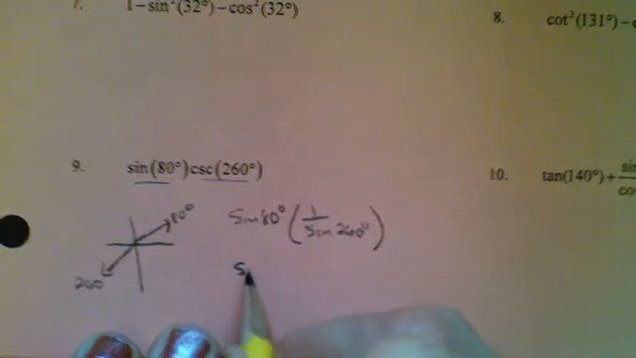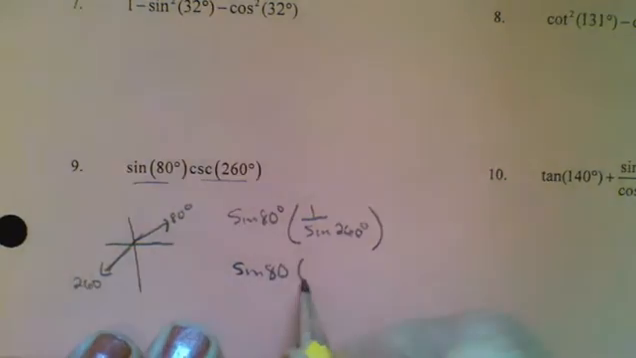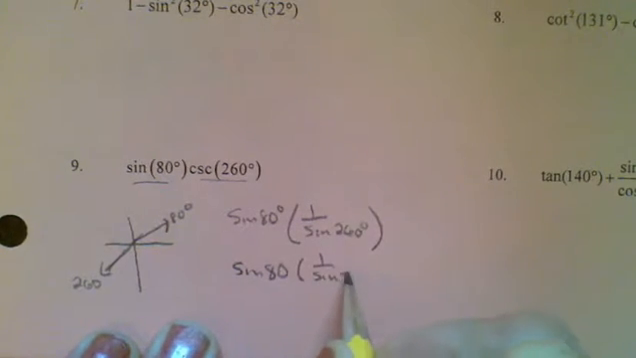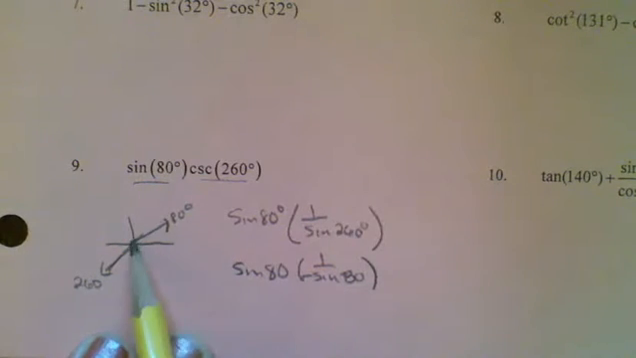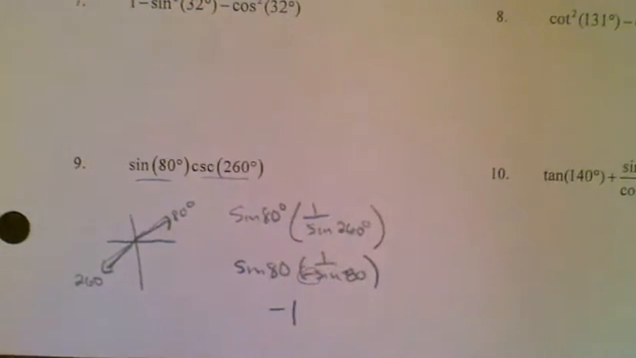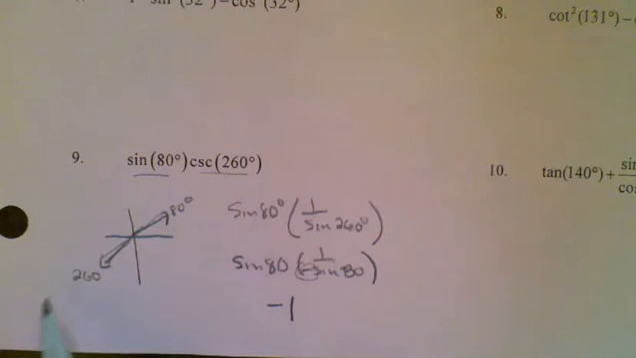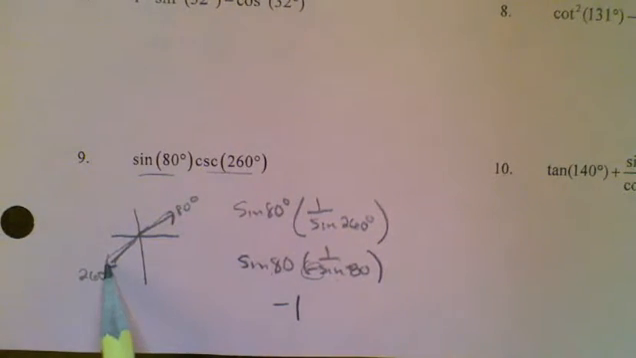So sine of 80 times 1 over the sine of negative 80, I'll go negative sine of 80, because again, it's the opposite of the sine of 80. If I take the sine times 1 over the sine, I get 1. But because these were opposite of each other, I get negative 1. So you had to realize they were reciprocals, and that 260 was the opposite sign. It would be a negative sign in the third quadrant.